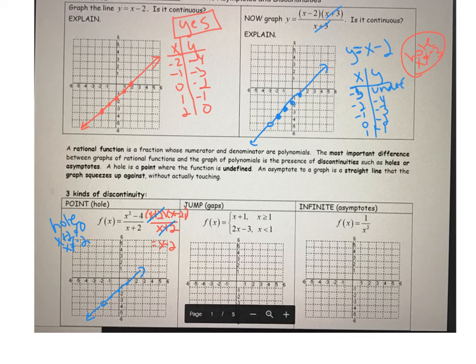Another type of discontinuity is what's called a jump. So here we have what's called a piecewise function. It's a function that is in pieces. How do we graph a piecewise function? We have to follow the notation. So let's look at the top part, x plus 1, where x is greater than or equal to 1. Because it could equal 1, let's plug it in. 1 plus 1 is 2. So when I plug in 1, I get the value of 2.